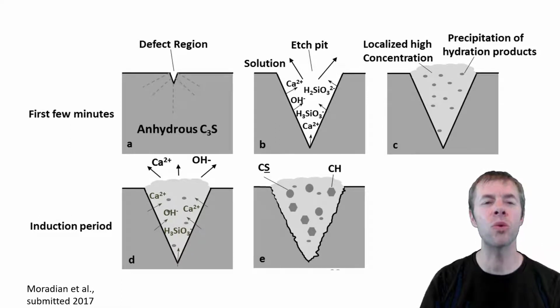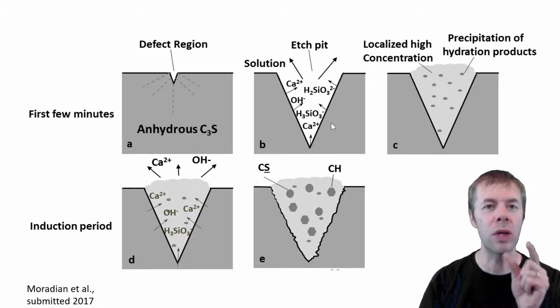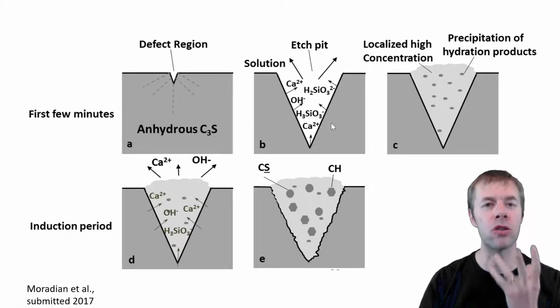There seems to be certain regions that have defects or are damaged. They're not quite right. They're different. We get a non-uniform reaction. This etch pit, this big pit, gets dug out, and there's lots of ions swimming around, tons and tons of ions. And that pit, that region in the pit, seems to get supersaturated.